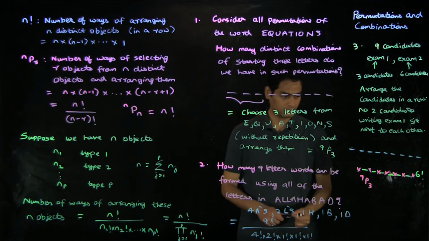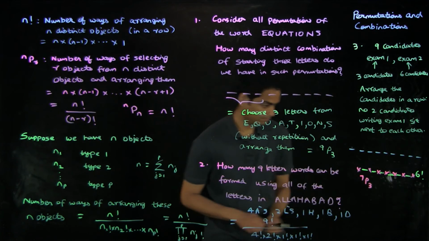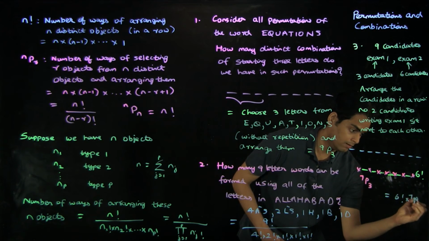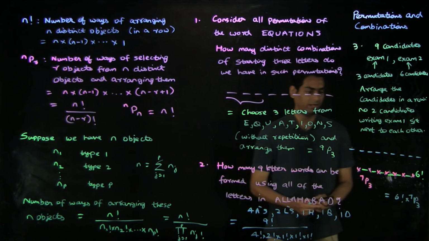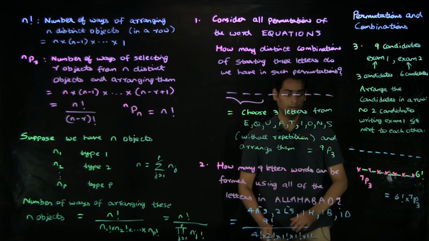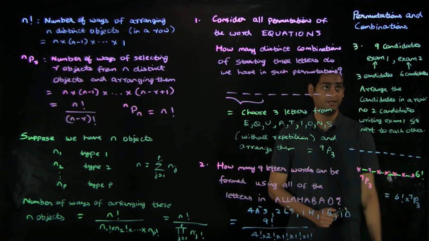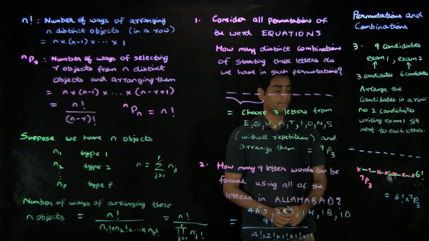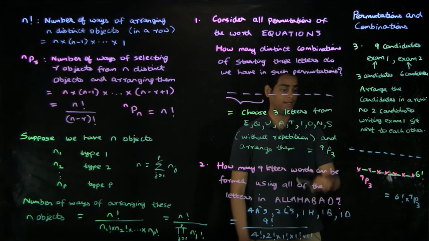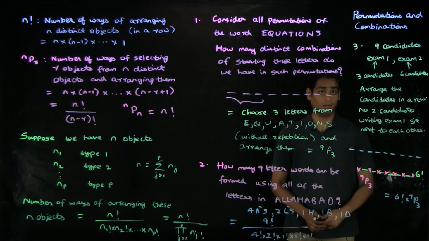So the total number of ways then turns out to be 6 factorial times 7p3 by the fundamental principle of counting, since these 2 arrangements are mutually independent of each other. And so this gives you the total number of ways in which you can arrange these candidates so that no 2 candidates who are writing exam 1 are sitting next to each other.